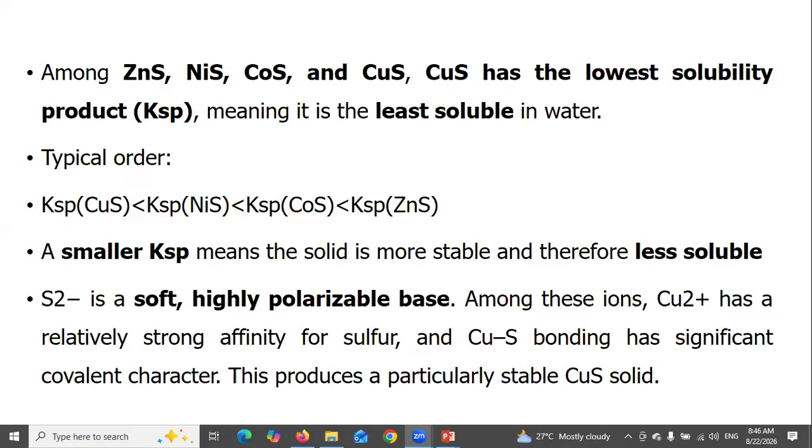A smaller solubility product means the solid is more stable and therefore less soluble. Sulfide is a soft, highly polarizable base. Among these ions, copper ion has a relatively strong affinity for sulfur, and copper sulfide bonding has significant covalent character. This produces a particularly stable copper sulfide solid.